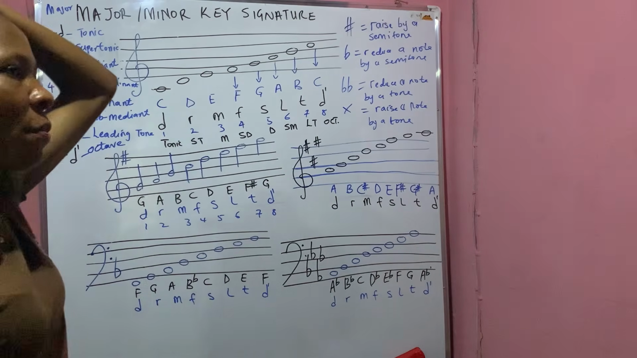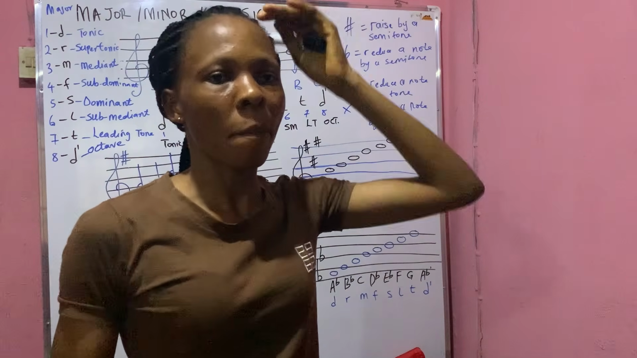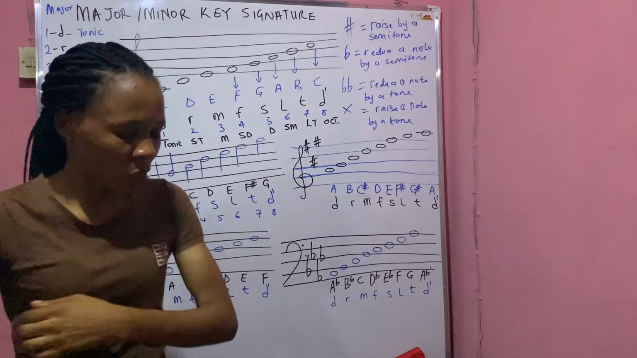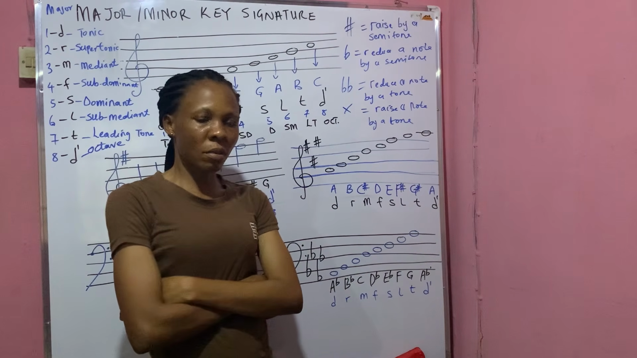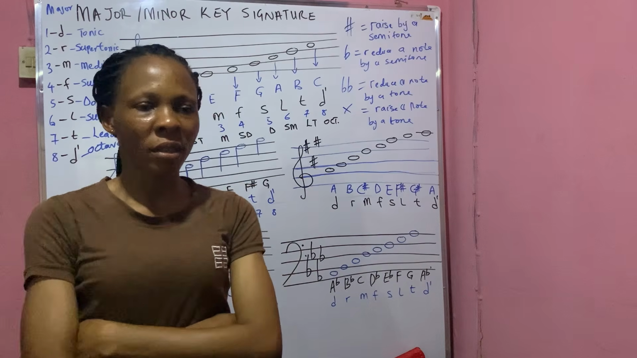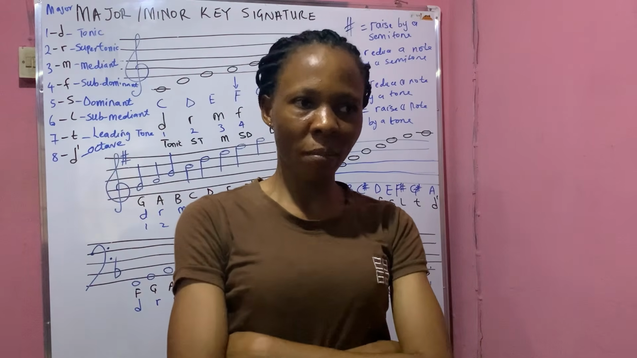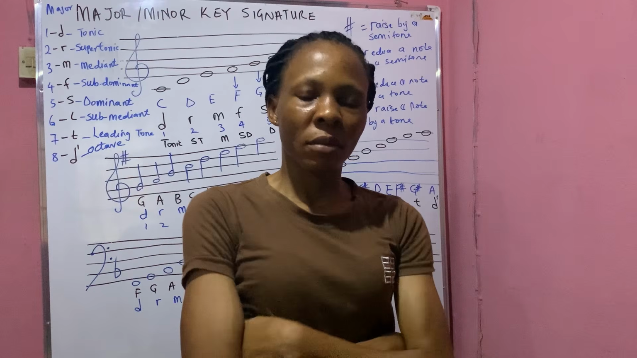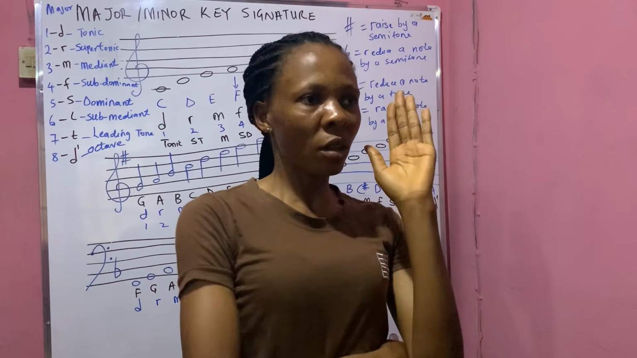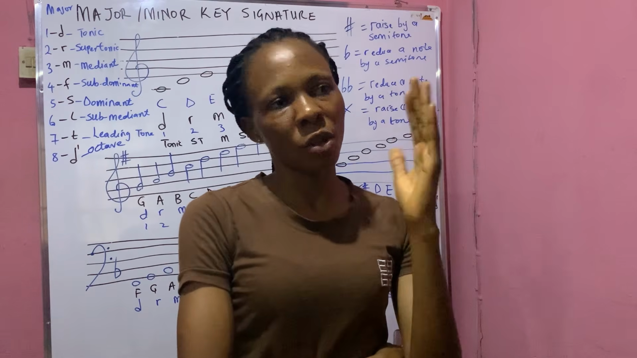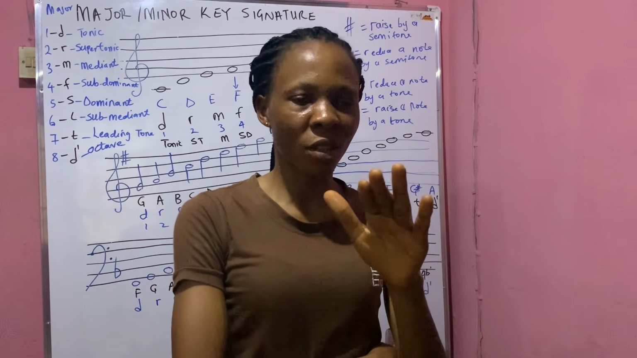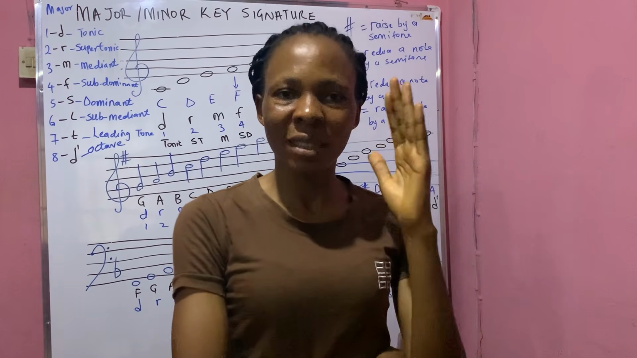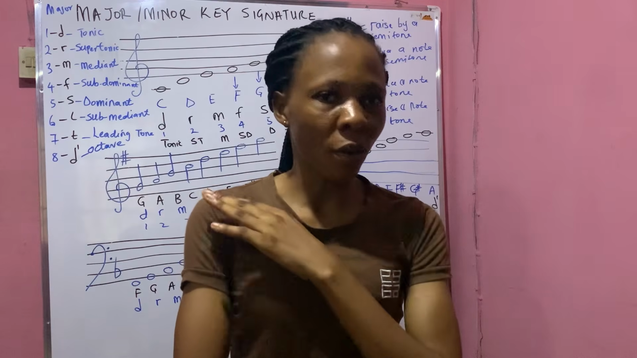What is the relative minor of C major, and how do you find it? I've heard some people saying the minor key starts on the 6th degree. No, the minor key is always on minor key. La is always the tonic. In major key, do is the tonic. So both of them have their own tonic. There's nothing like saying degree 6 now becomes the tonic. No, tonic is degree 1 in either minor or major.